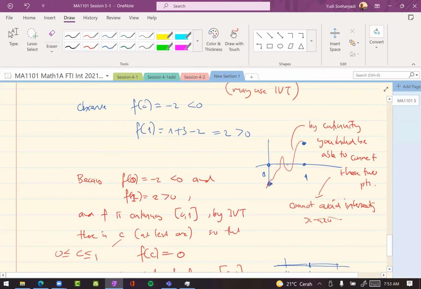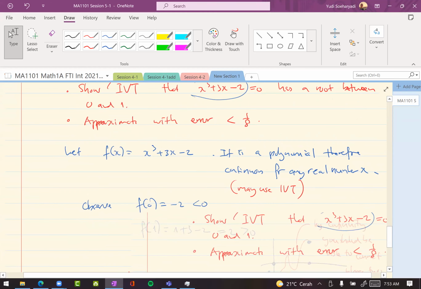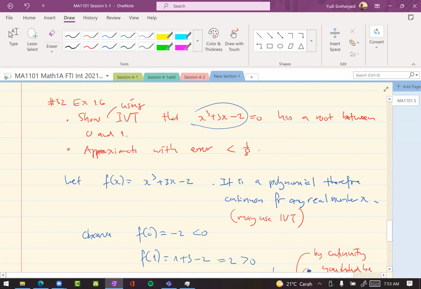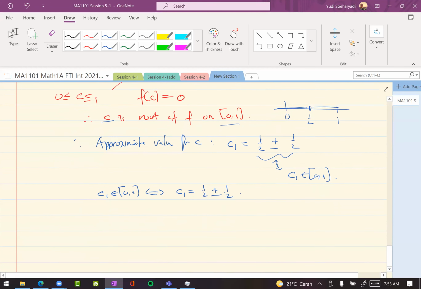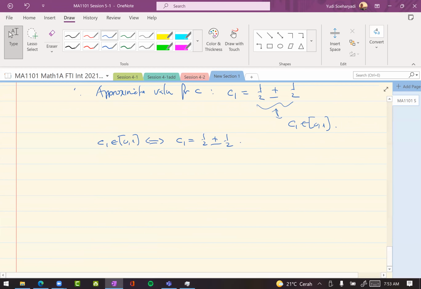But the thing here, we asked that the error should be less than 1/8. So how to do this one? Okay, so let's repeat this. Let's check this one. So compute f of c1. So let me write this down.